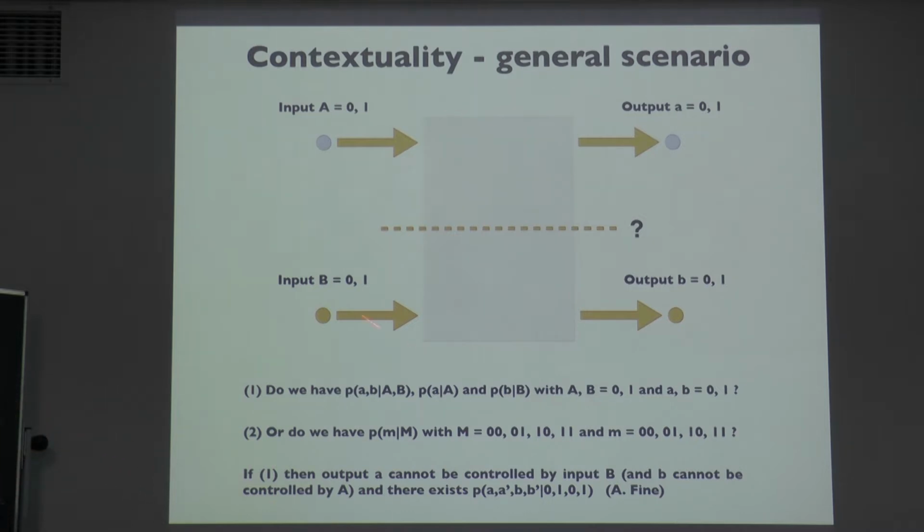So I would like to introduce the following scenario. Consider a kind of black box. It might be a very complicated system with many different inputs and outputs, but we focus only on two inputs. This is input, let's call it A. We can have a binary input, 0, 1. Another input B, 0, 1. And then we have outputs. Inputs will be denoted by capital letters, and by small letters we will denote outputs.